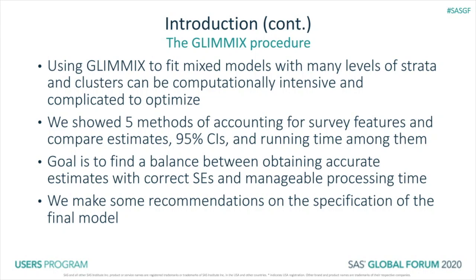and complicated to optimize. So in this paper, we show 5 methods of accounting for survey features. We compare the estimates, the 95% confidence intervals, and running time among these methods. Our goal was to find a balance between obtaining accurate estimates with correct standard errors and manageable processing time. Finally, we make some recommendations on the specification of the final model.